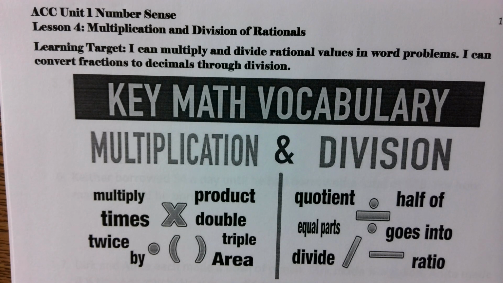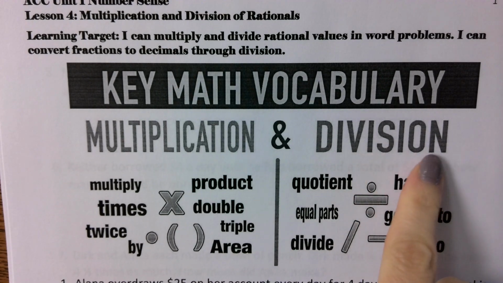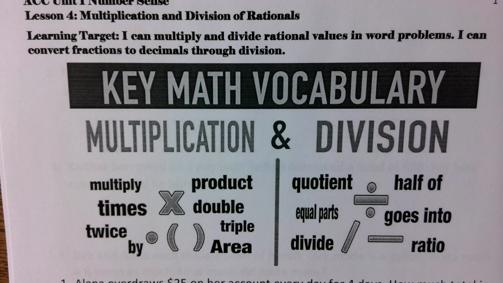Okay, so what we're doing for today, we are discussing multiplication and division of our rational numbers. So we're focusing today mainly on contextual problems, word problems. So we need to focus on those key vocab words that will emphasize whether we're dealing with a multiplication problem or whether we're dealing with a division problem. And we're also going to discuss how we go about converting from fractions to decimals using our division.